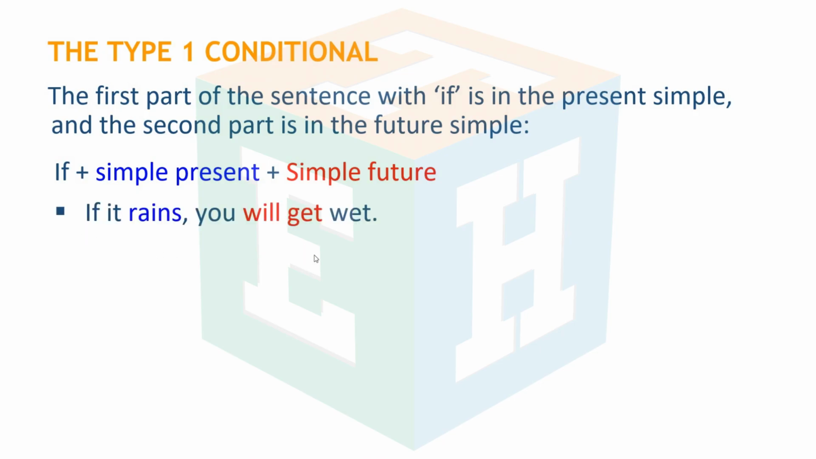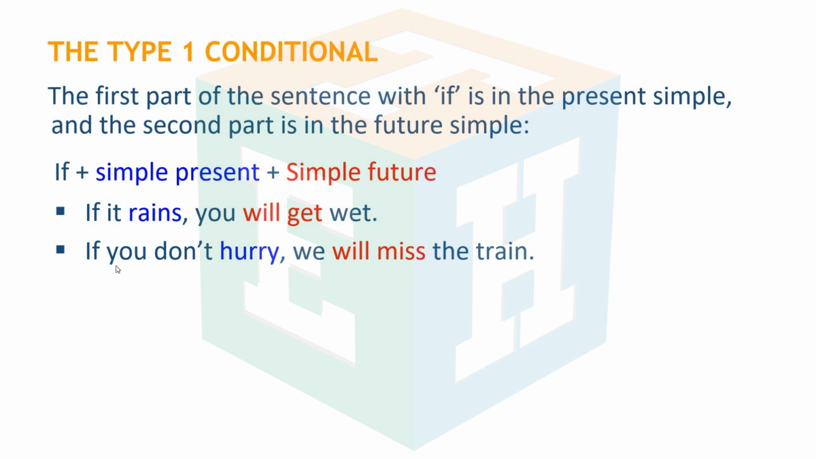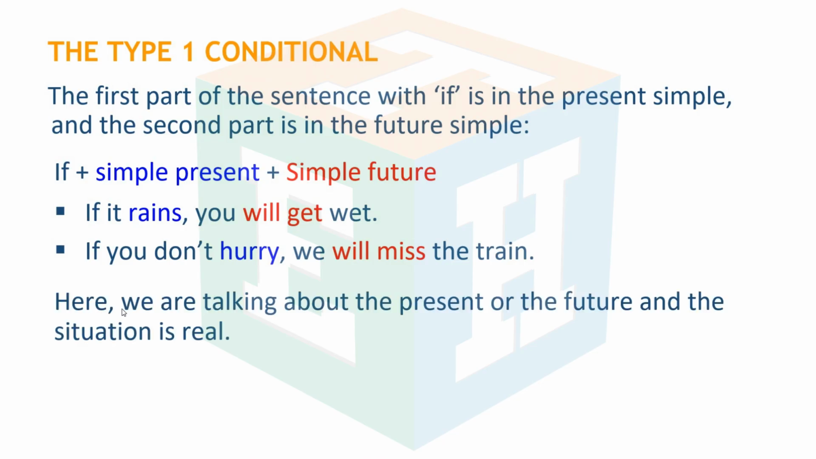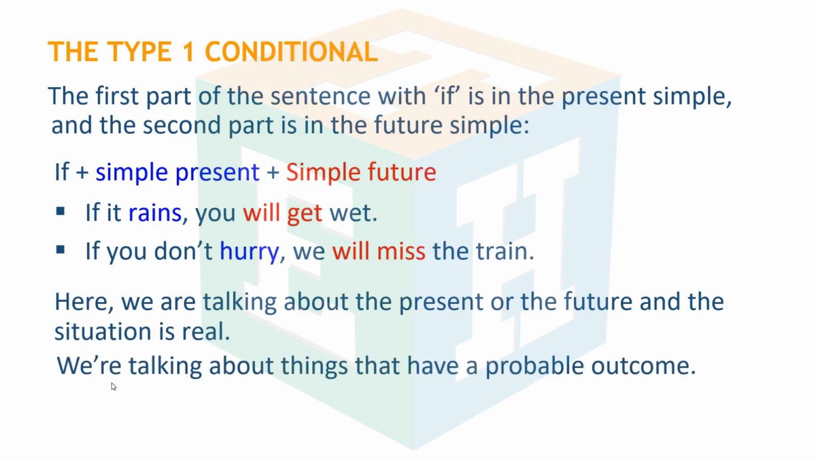If it rains, you will get wet. If you don't hurry, we will miss the train. Here, we are talking about the present or the future and the situation is real. We are talking about things that have a probable outcome.